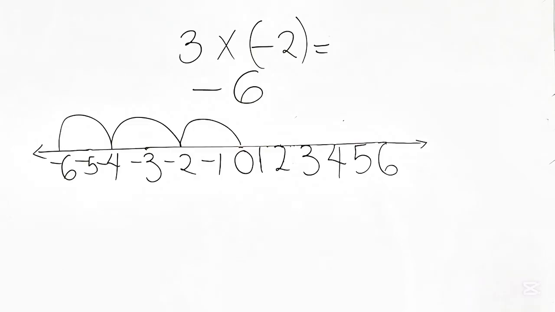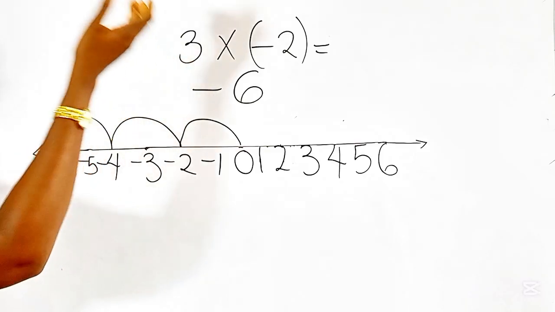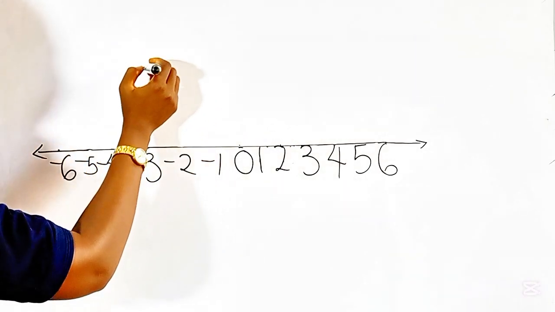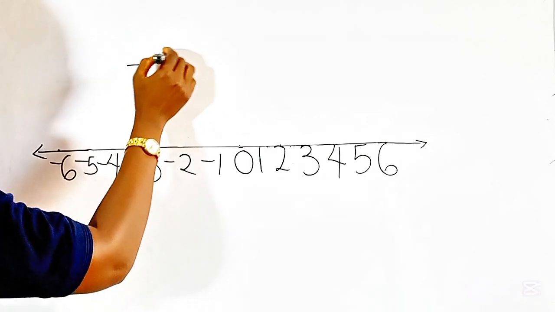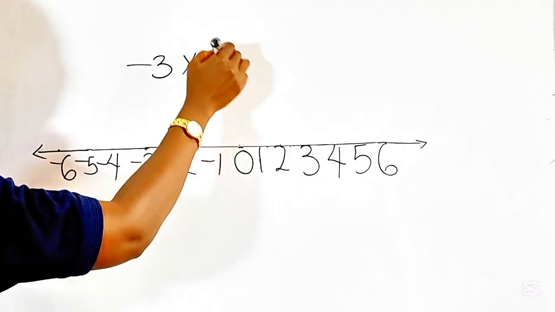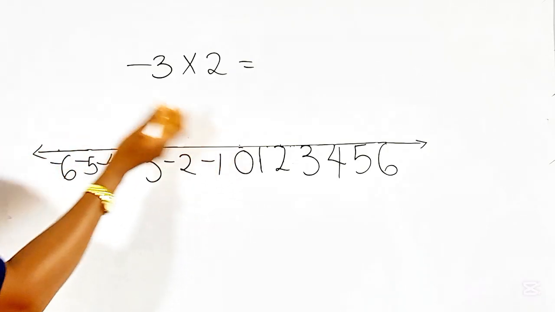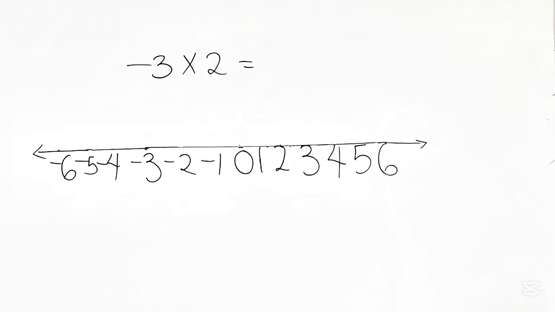So far so good. We have been able to show a positive number multiplying a positive number and a positive number multiplying a negative number. How about if we have it as minus 3 times 2? In multiplication, a negative sign does not necessarily mean we have to move backwards on the number line. It also means the opposite of. So see what I mean here.